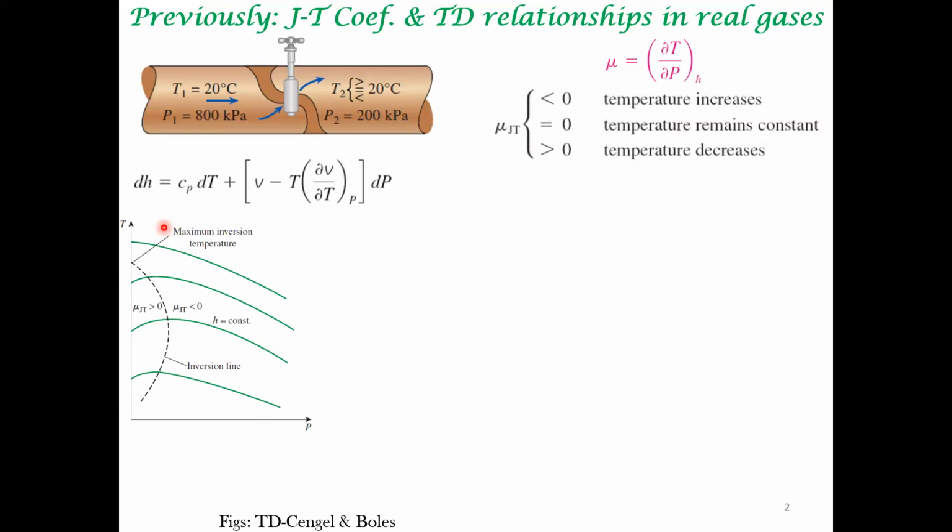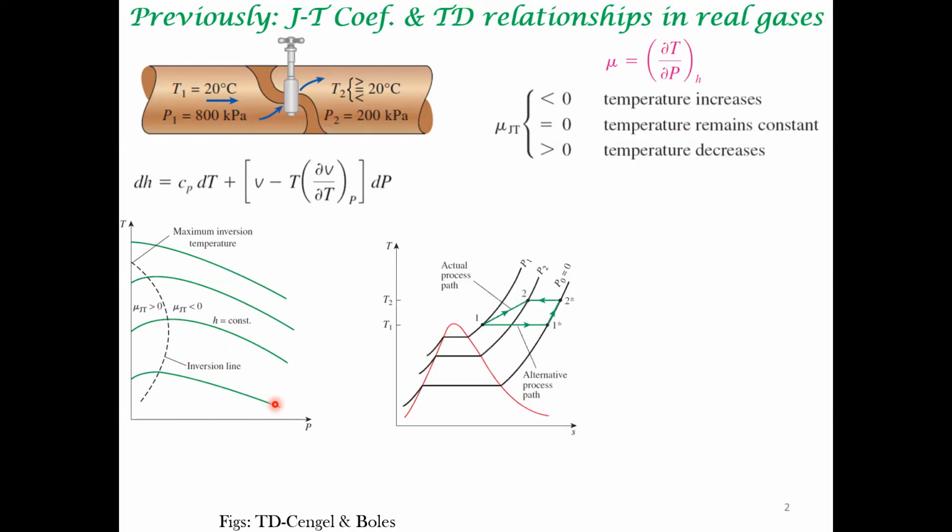From that, we can rationalize why some situations involve a decrease in temperature, but some others do not. We have defined something like an inversion line, and your inlet temperature has to be in a particular range so as to see a decrease in temperature. We had seen this in the previous lecture.